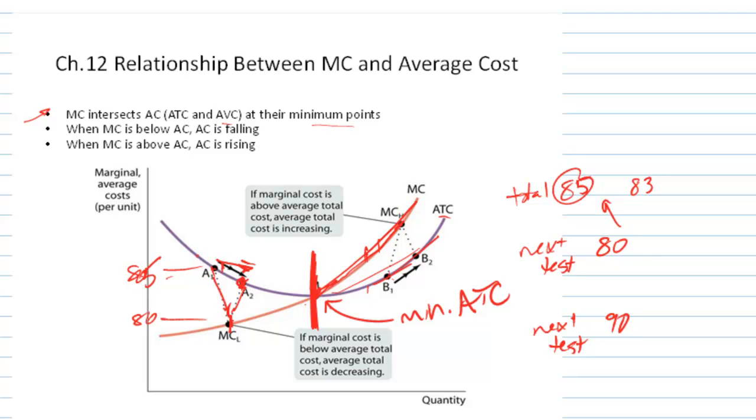Same exact thing is going to be true with AVC, and we'll draw it again and repeat the whole thing, but the marginal cost cuts through both of those, the ATC and the AVC, at their minimum points.